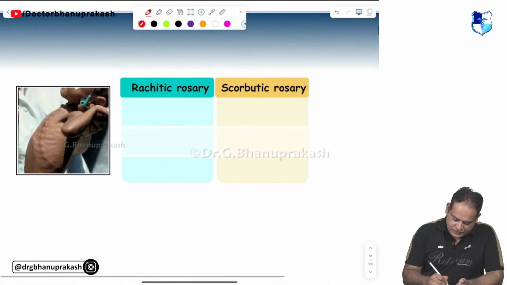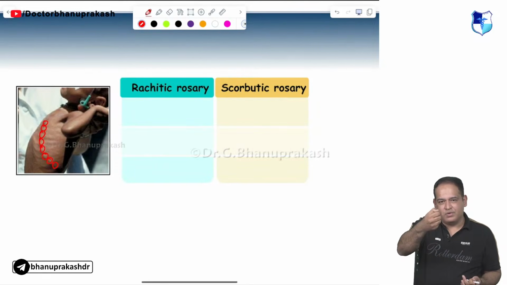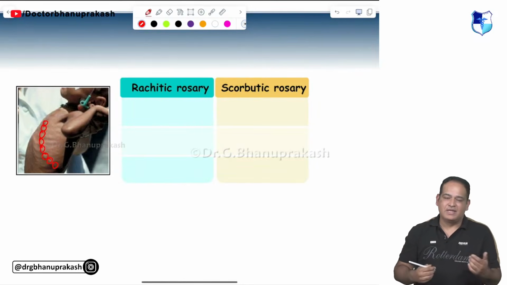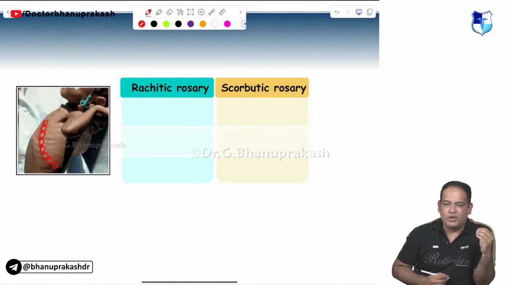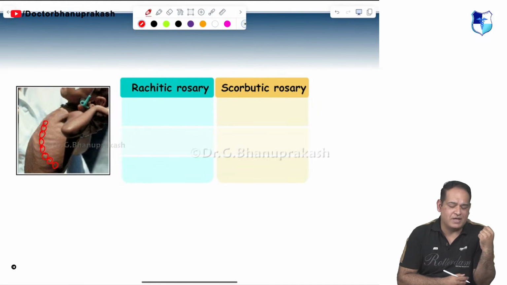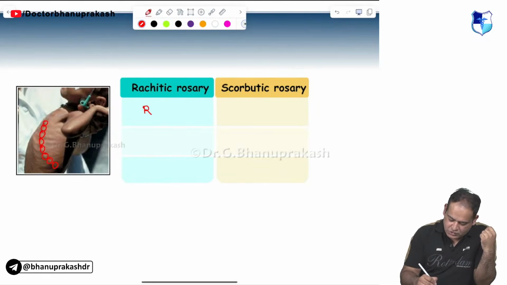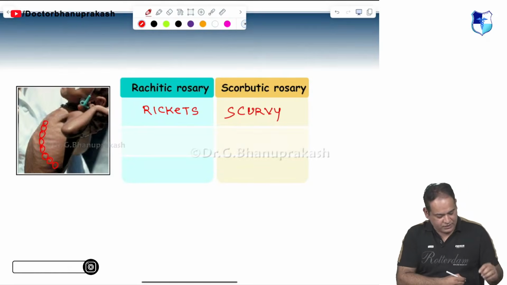Now, you see this multiple bead-like appearance. वो साधु लोग देखते हैं मनकों की माला फेरते रहते हैं, right? That is a rosary. So this is the rosary bead appearance. Now, in your practice, you will primarily see two kinds of rosary. One is the rachitic rosary, which you see in rickets. And the second is the scorbutic rosary. This you will see in scurvy.